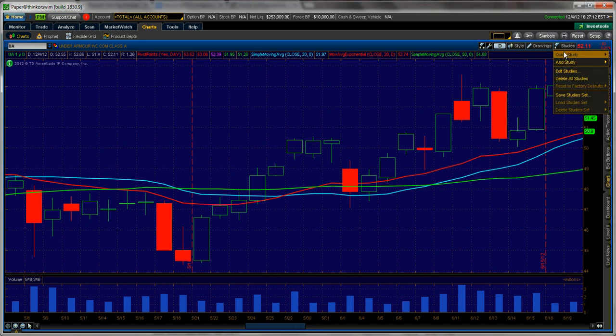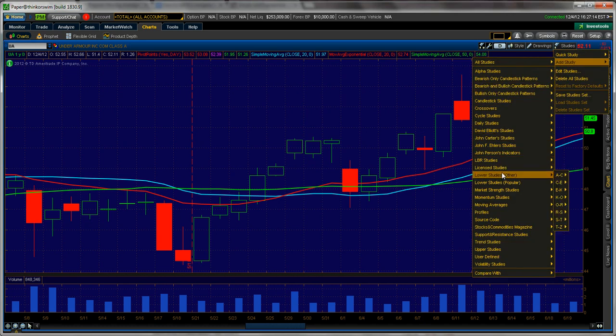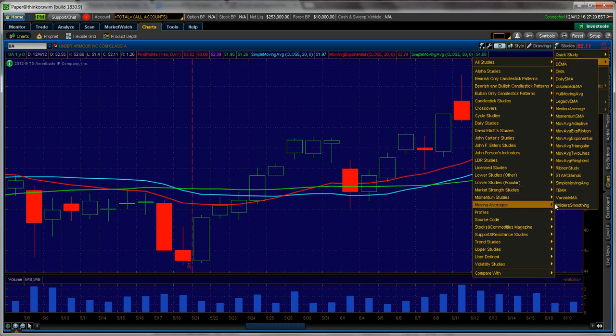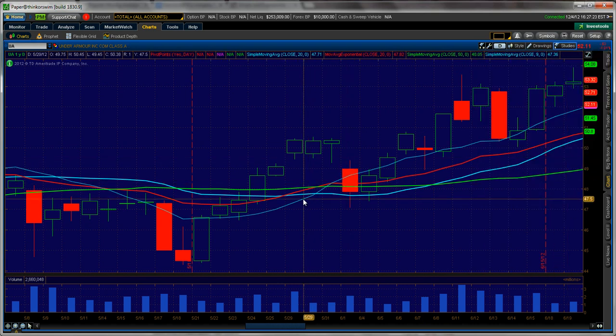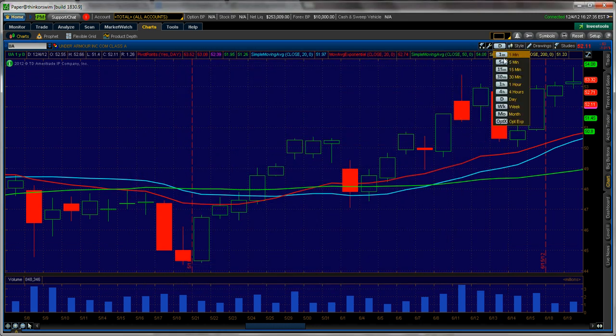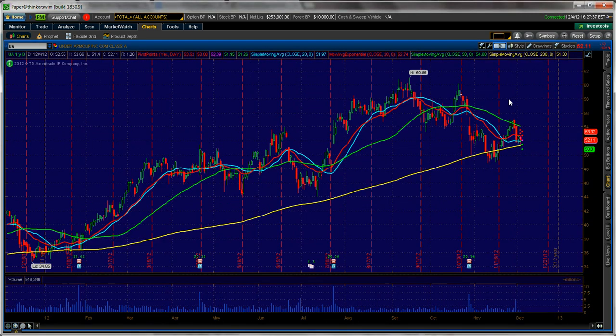And next we're going to look at the 200-day moving average. There we go. Simple moving average. Again, I'm going to take it and edit it in my Thinkorswim app. 200-day, and we'll make this one yellow. Okay, now let me back out so you guys can see this.